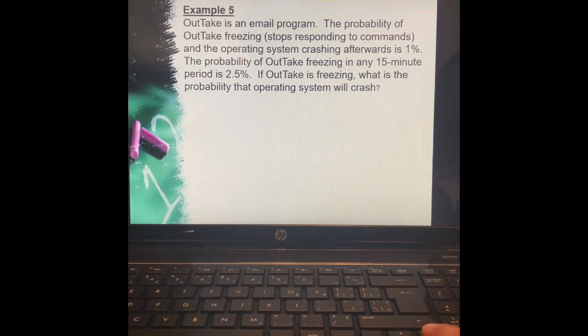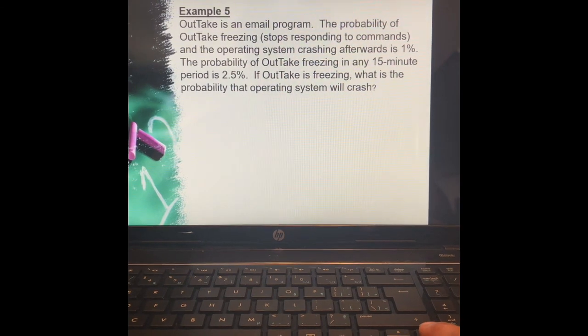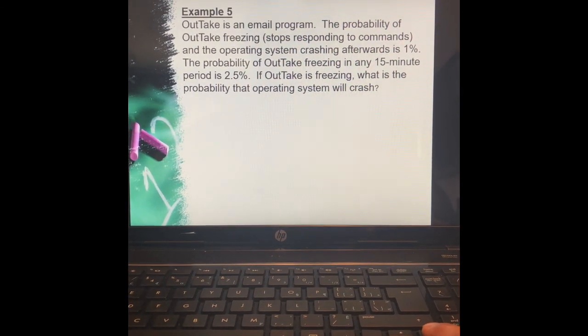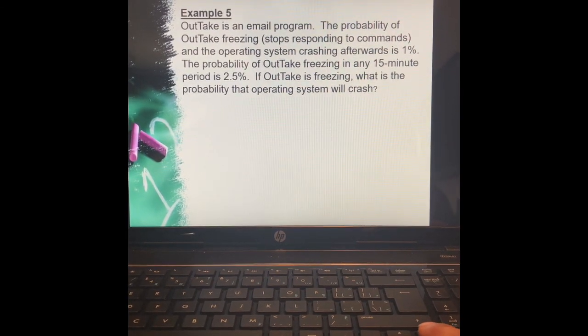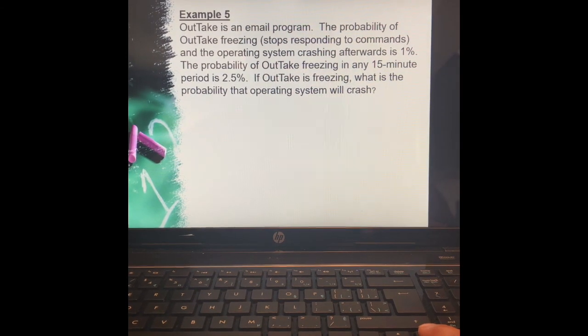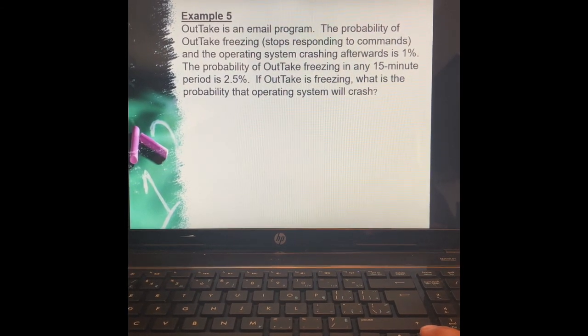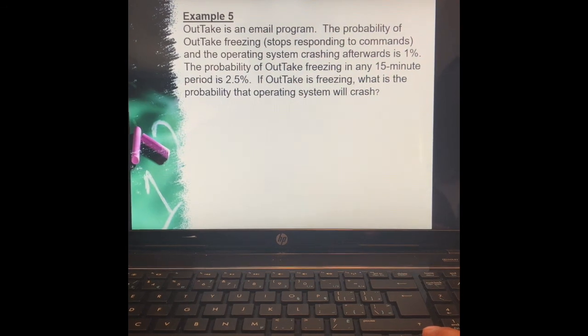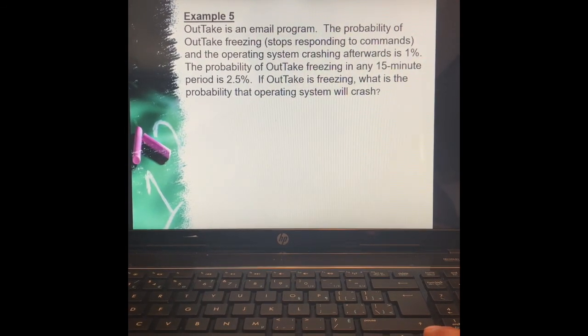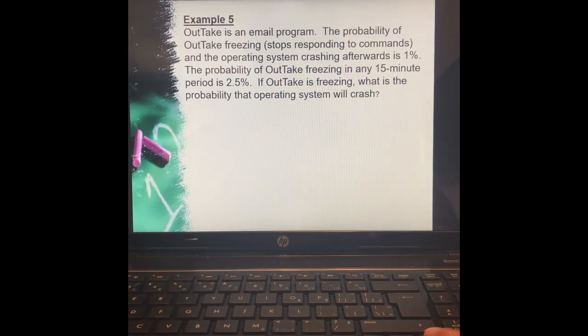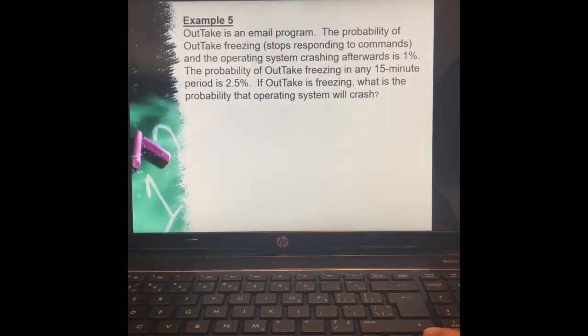This is easy if you follow the process. You try to think your way through this, it might get a little more difficult. So Outlook is an email program. Probability of Outlook freezing, stops responding to commands, and the operating system crashing afterwards is 1%. So that's an A and B situation. Freezing and crashing is 1%.